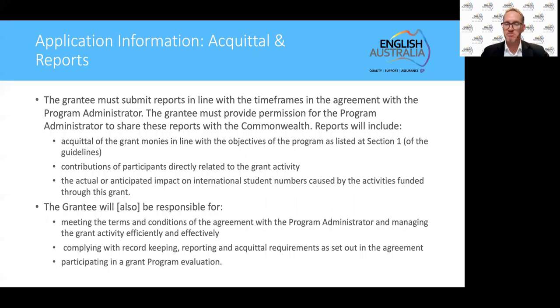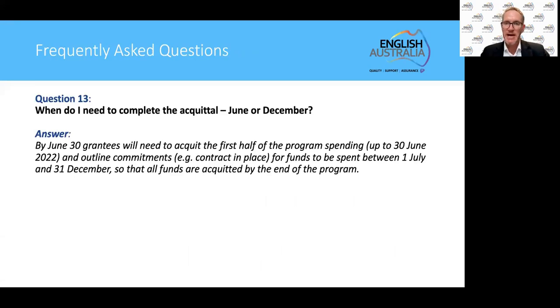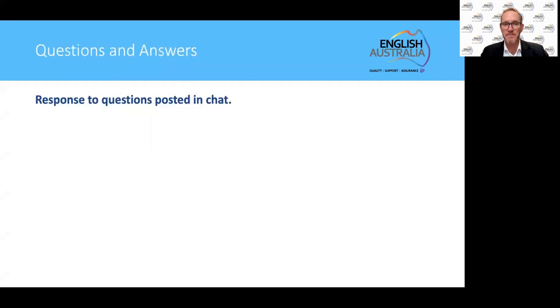Now, you'll need to submit reports throughout, and we can work again with each of our providers, and we have multiple information sources and packages that come to you around meeting your reporting and acquittal timeframes. Now, again, I think I've mentioned this, but essentially by June 30 this year, all grantees will need to acquit the first half of the program. So any funds spent up to the 30th of June, and then outline your commitments and contracts in place for funds to be spent between 1 July and 31st of December. Happy to work with providers around any clarity that's needed there.